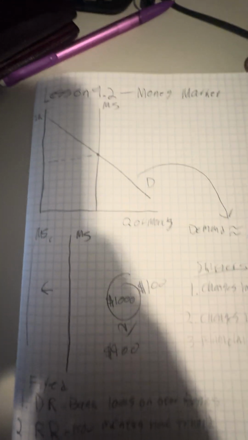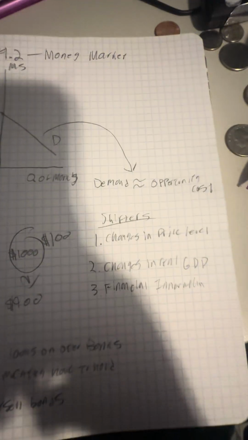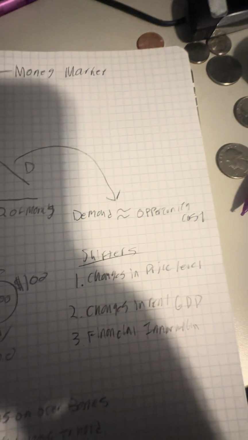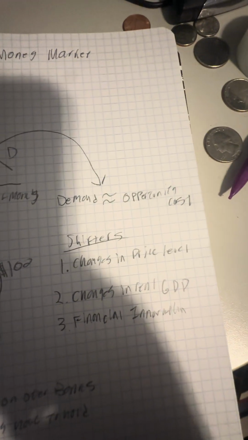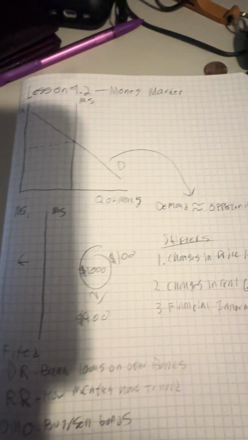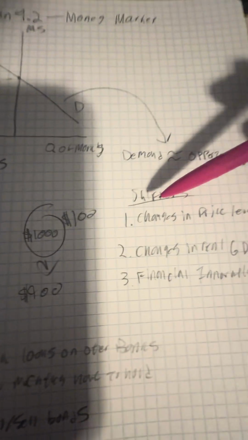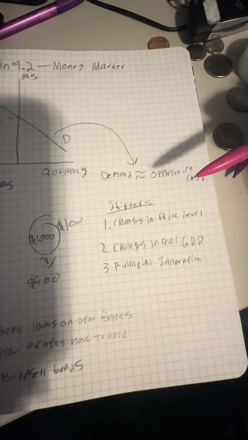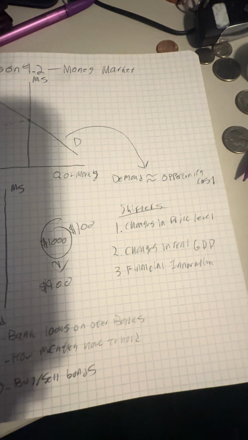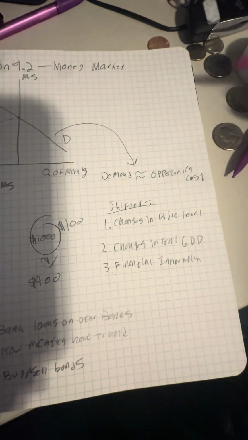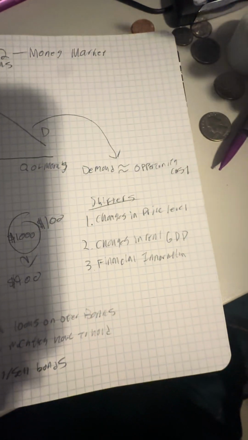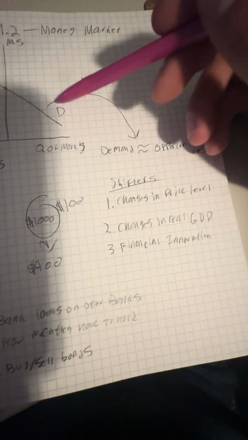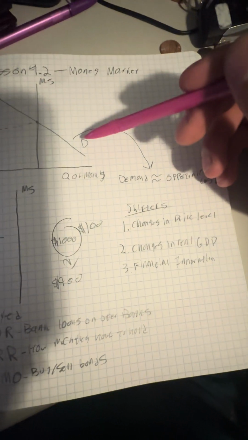Now, let's talk about demand. So demand basically is your opportunity cost. It's what you could have earned if you invested, due to the interest rates. The three shifters for this are changes in price level, which is basically, let's say the cost of buying a good was $6, now it's $3. You would want to buy that good because it costs less, which would change the demand to higher.